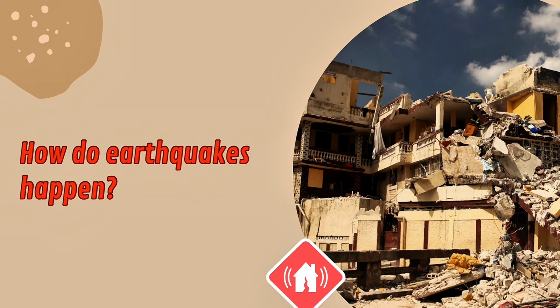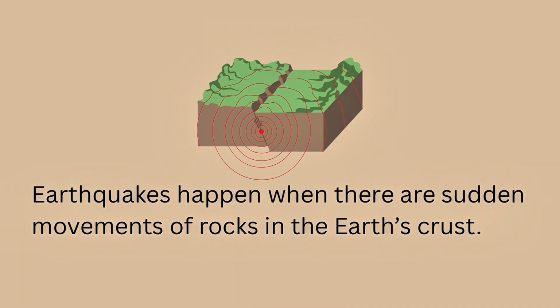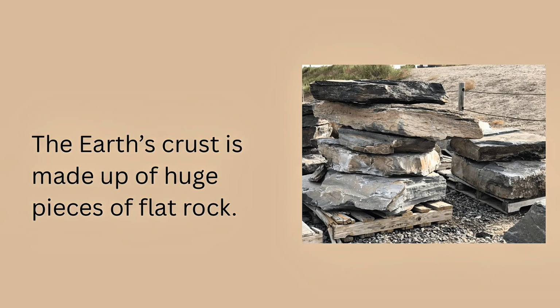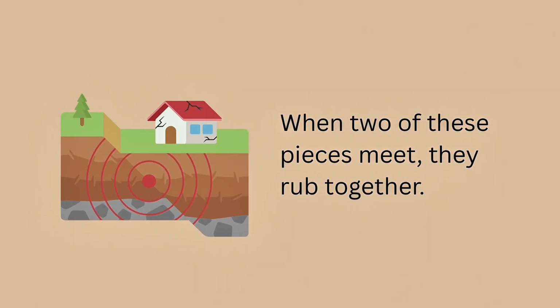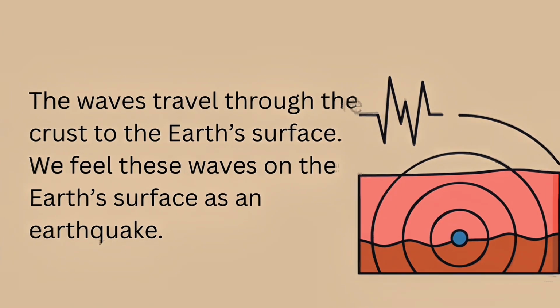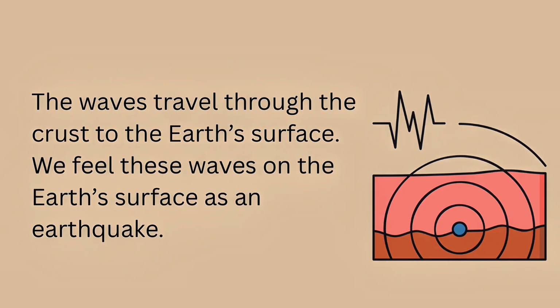How do earthquakes happen? Earthquakes happen when there are sudden movements of rocks in the earth's crust. The earth's crust is made up of huge pieces of flat rock. When two of these pieces meet, they rub together. This movement creates huge amounts of energy. The energy changes or transfers into waves. The waves travel through the crust to the earth's surface. We feel these waves on the earth's surface as an earthquake.